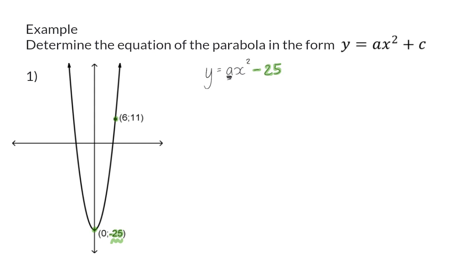Here we have an x and a y that we can substitute into the equation. I'm going to substitute the y value with 11 and the x value with 6. Next, I'm going to square the 6 to get 36 multiplied by a, and I'm going to add the 25 on the left-hand side, which means I will have 36 on the left-hand side. And if I now divide both sides by 36, I will get an a value of 1. This means that the equation of this parabola is y is equal to 1x squared minus 25.